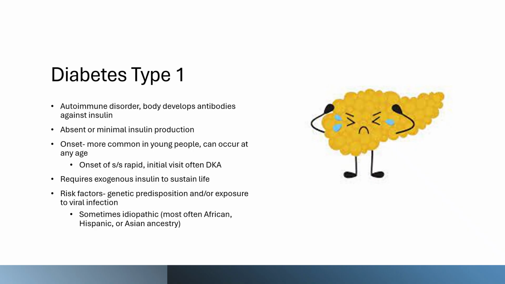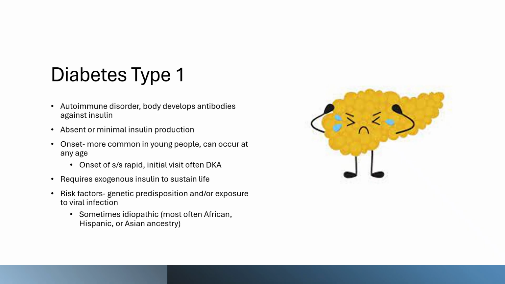So type 1 diabetes is an autoimmune disorder. The body develops antibodies against the insulin. So they just don't have it. They will forever, lifelong be on insulin. There is absent or minimal insulin production. The pancreas is just not necessarily making it.